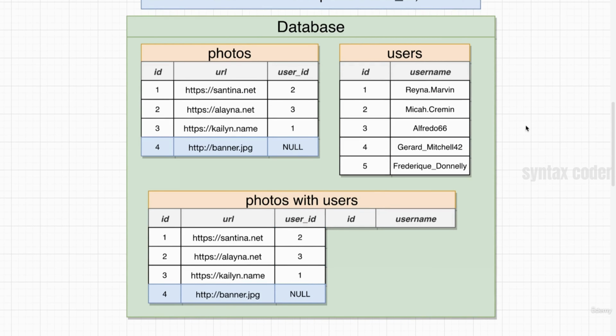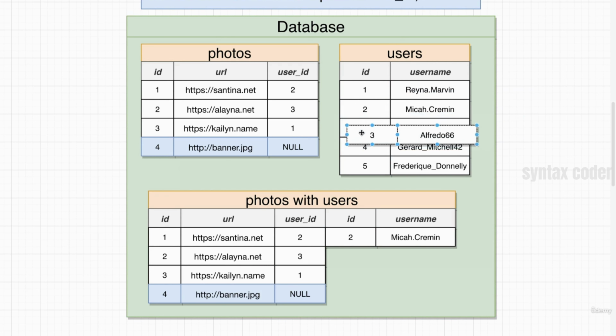So we've gone through this process several times now. We'll take a look at first user ID right here. We've got a user ID of 2. That means that we would put this user right here. Next up is user with ID 3. We put them right there.